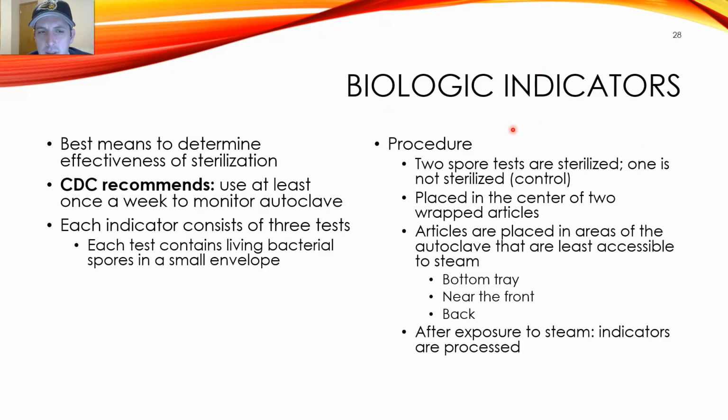There are also biological indicators, and these actually are going to determine the effectiveness. As opposed to just the fact that you are exposing this to the temperatures, with this you have 2 spore tests that you sterilize and 1 that's not sterilized as a control. And these actually have living bacterial spores on them. So you put them within these envelopes and take them through the autoclave procedure. You're going to try to put them in the least accessible spot, so in the bottom, near the back, or towards the front, wherever the hardest place is to get to.